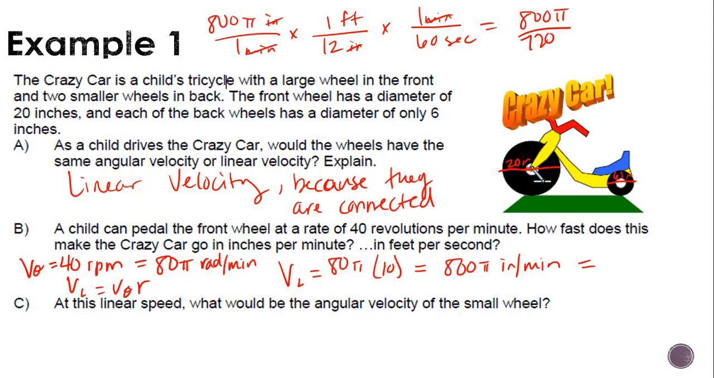Trying to get it to the simplest one. So we need 800 pi. And we don't have to simplify if we're just finding the approximate. Oh, 800 pi over 720. And that gives us 0.11111, 3.49 feet per second.